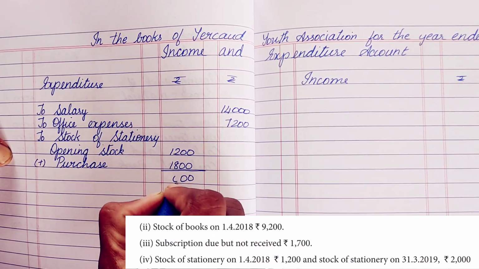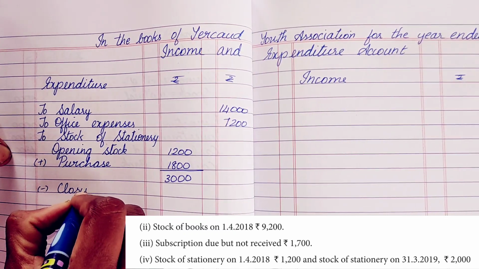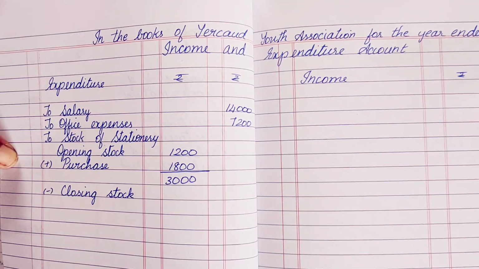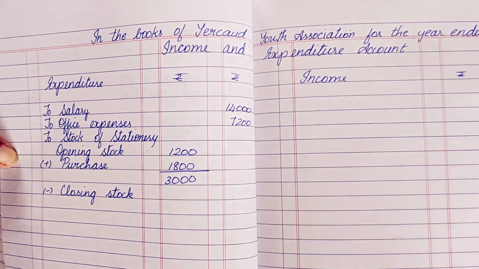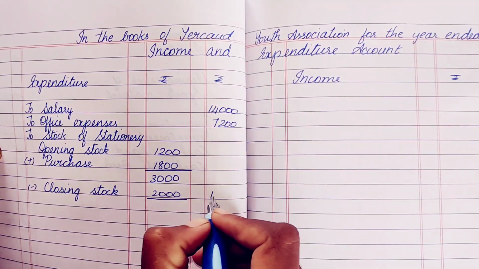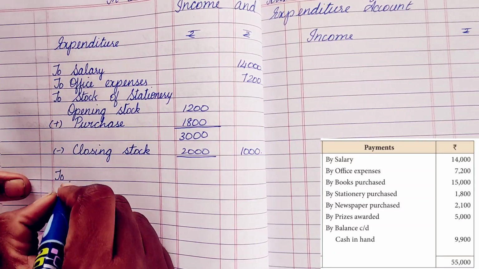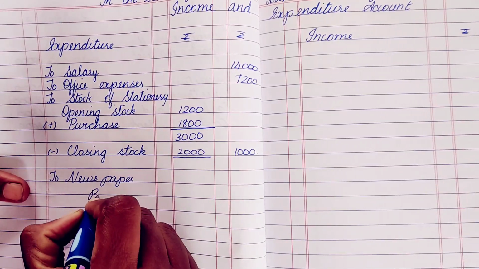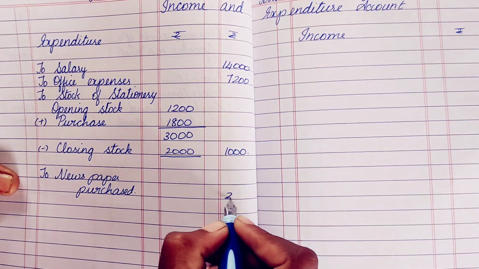Next we got to check for the closing stock of stationery in the adjustments. So again in the third adjustment we got closing stock of stationery, which is 2,000 rupees. According to our format, it's going to be less closing stock of stationery 2,000. So 3,000 minus 2,000, we will get 1,000 rupees, which will be recorded in the outer column of the expenditure side. Next, the remaining item on the payment side is newspaper purchase, which is 2,100, which will be directly recorded on the expenditure side as to newspaper purchase and 2,100 in the outer column.